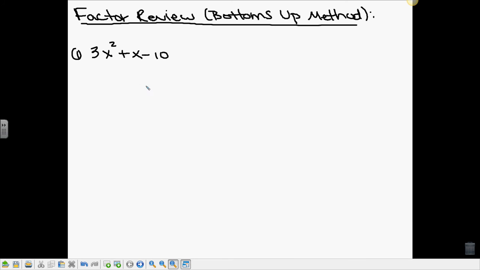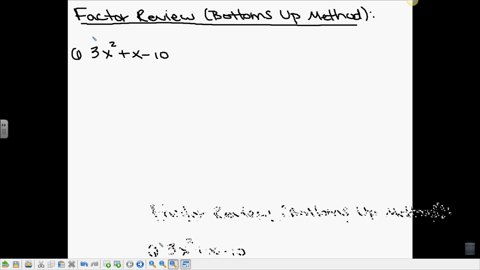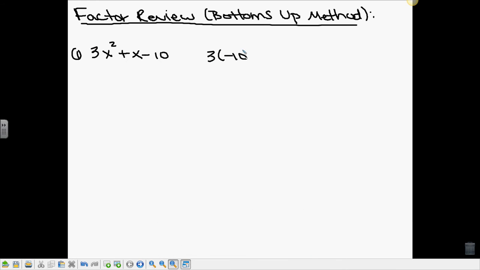So for this question, you take the coefficient on the square times the constant. So we're going to take 3 times negative 10 off to the side, and that's negative 30. You need to find factors that multiply to negative 30 but add to positive 1. What multiplies to negative 30 but adds to positive 1? 6 and negative 5, right? So for now, you write x plus 6, x minus 5. Order doesn't matter. You could have switched this around, but I'm not.